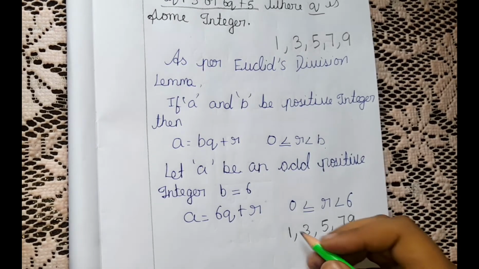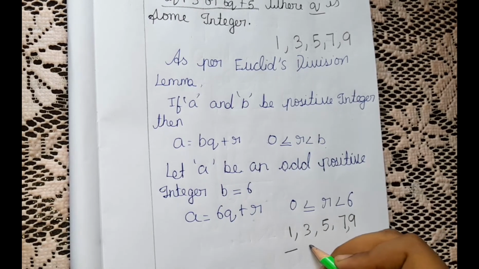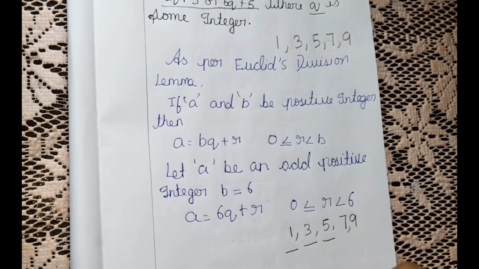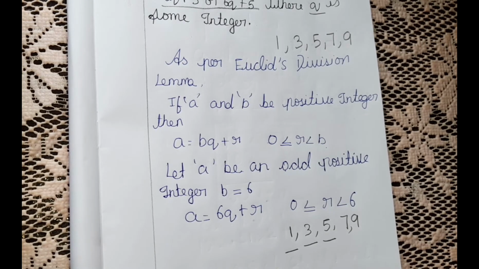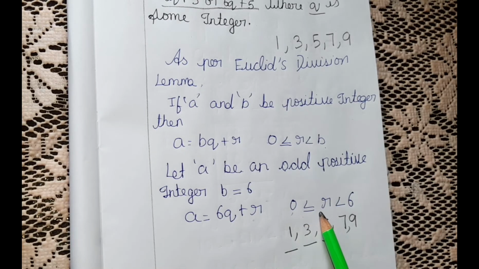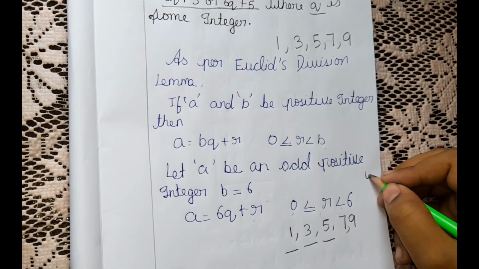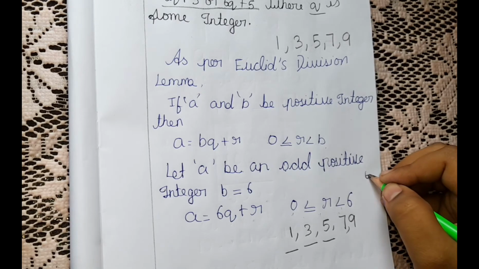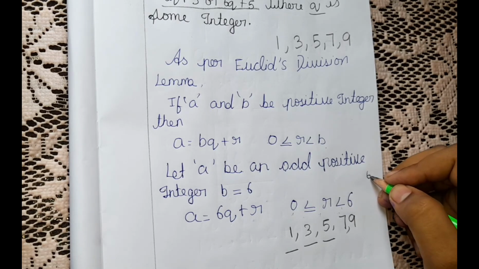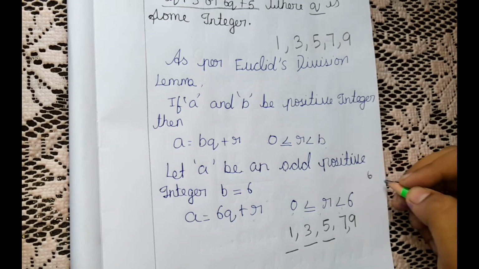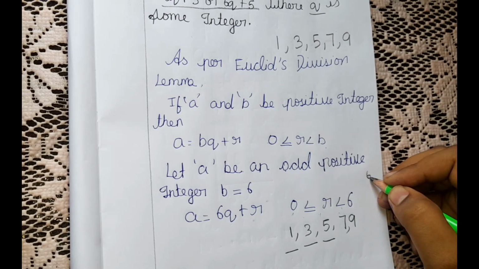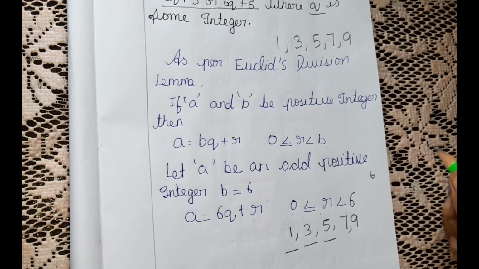In this we can take certain numbers, that is 1, 3, 5. We can't take 7 or 9, etc. Why can't we take 7 and 9? Because we have a rule right over here: 0 is less than or equal to r and r has to be less than 6. Whatever numbers we take, they have to be less than 6. It should not be greater than 6. So the numbers smaller than 6 are 1, 2, 3, 4, 5.